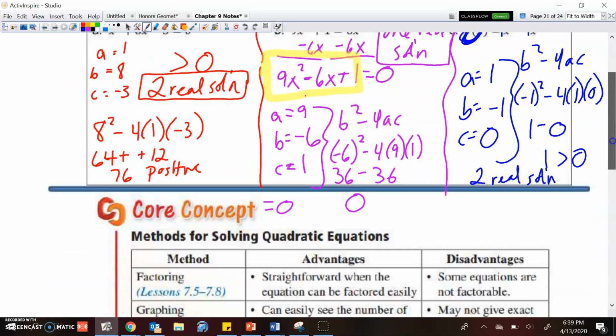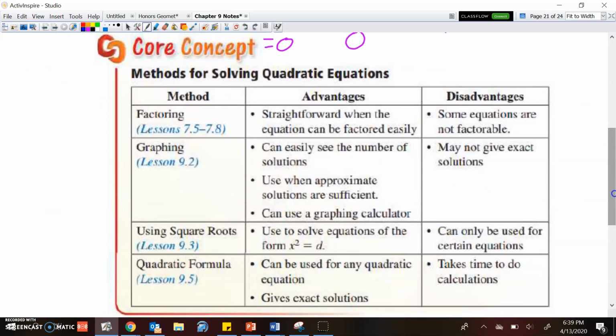Okay? Alrighty, so let's take a look. Now the core concept here says that there's 4 different methods for solving quadratic equations. The first was factoring, which we did in chapter 7. I'm going to skip this for the moment. The next thing we've learned about is using square roots, which we did in 9.3.